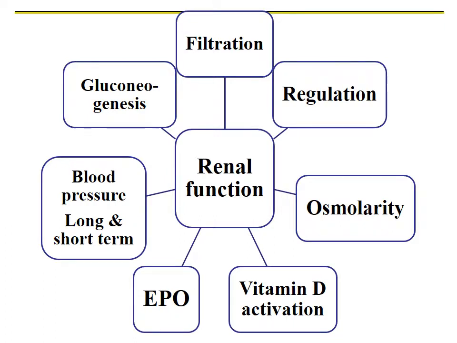EPO. Remember erythropoiesis? Review that content. Blood pressure. Remember the renin-angiotensin pathway and short and long-term controls over blood volume? Review that content. Gluconeogenesis. Something new. The ability to cause glucose to be made by the liver from molecules that were not carbohydrates. That's all you need to know about this one.